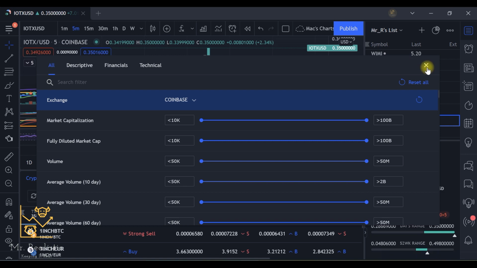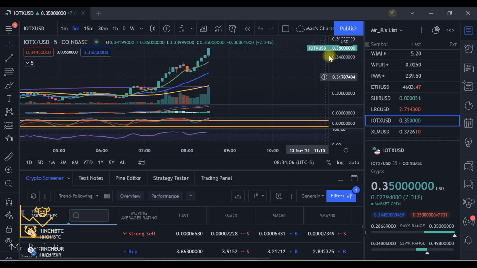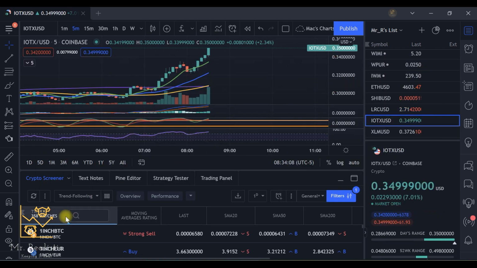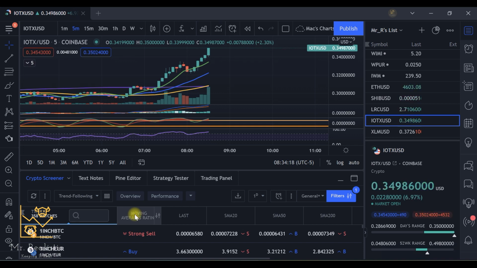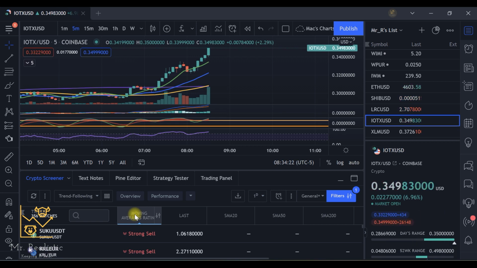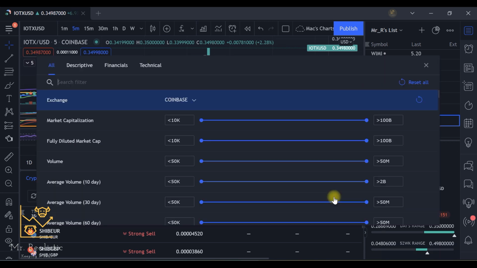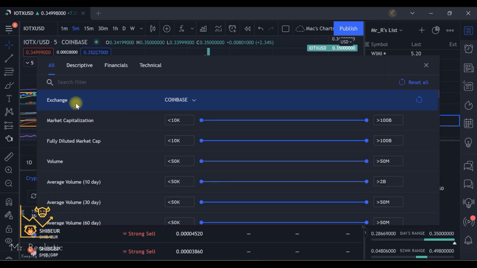So let me X out of the settings, filters. Oh, 35. There we go. Okay, so what I would do for me is my crypto screener. So I've got everything set to Coinbase. All right. Click this. What I would want to switch is the currency, but let's see. Did I just overlook the currency exchange?